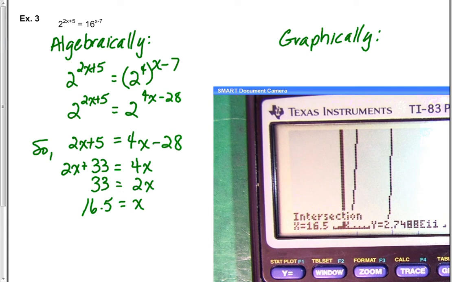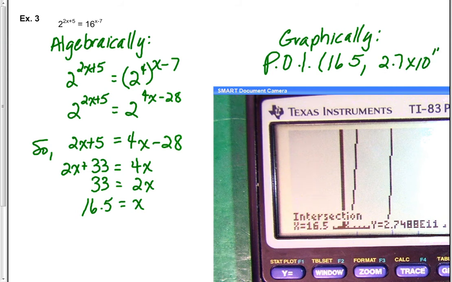Point of intersection is 16.5, comma, 2.74 times 10 to the 11. So that is almost a billion. All right. 16.5 is our x value. We can see it graphically or we can see it algebraically.